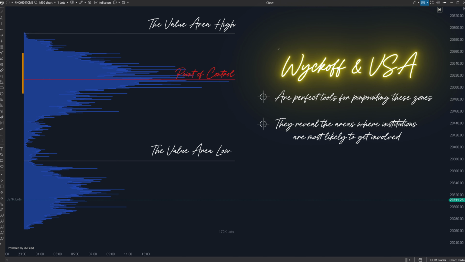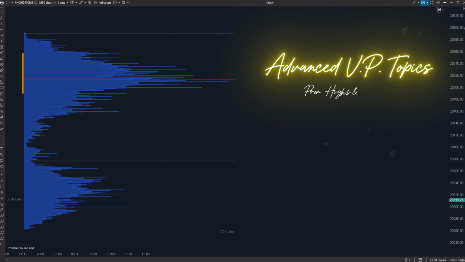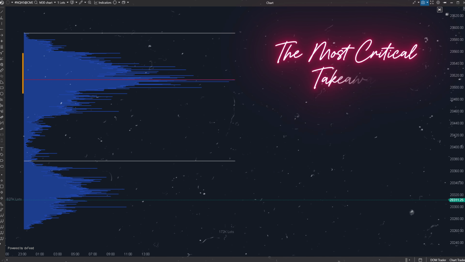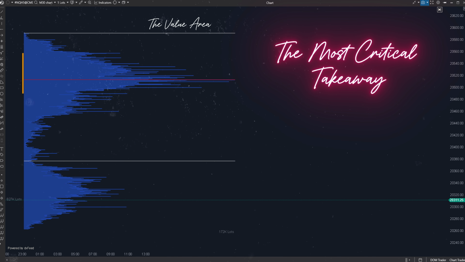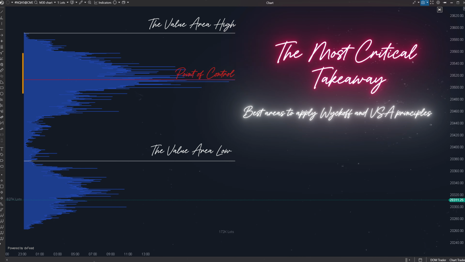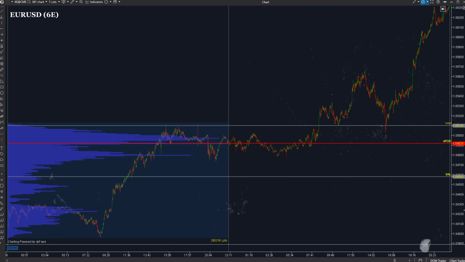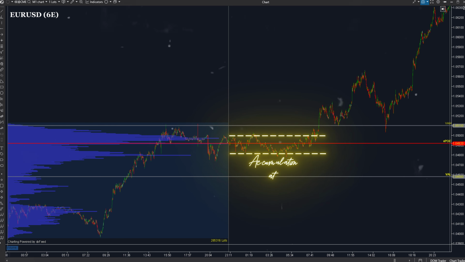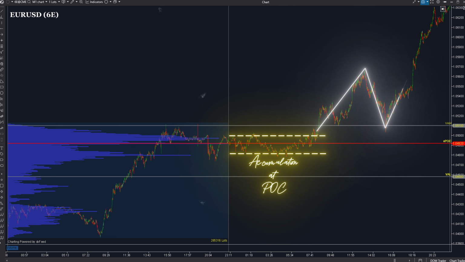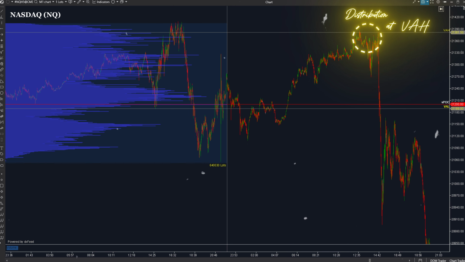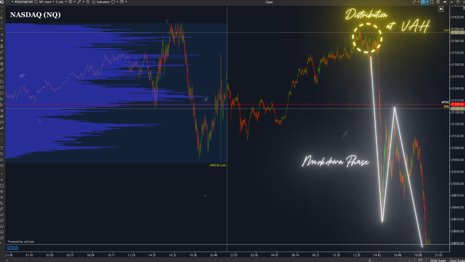While volume profile has many advanced topics, such as poor highs and lows, single prints, delta nodes, and volume profile shapes, we'll keep it simple because the most critical takeaway is this: the value area high, low, and point of control are the best areas to apply Wyckoff and VSA principles. When price is accumulating or distributing near these levels, we can anticipate the markup or markdown phases, which represent smart money's true intent. These phases provide opportunities for us to align our trades with institutional activity.